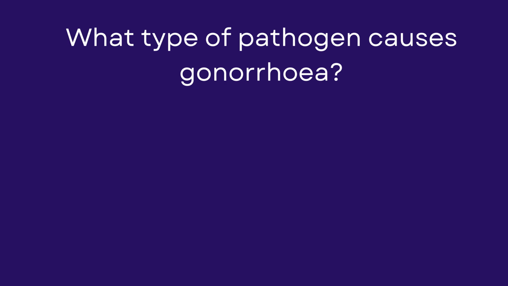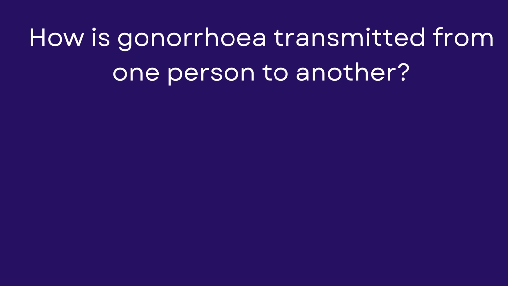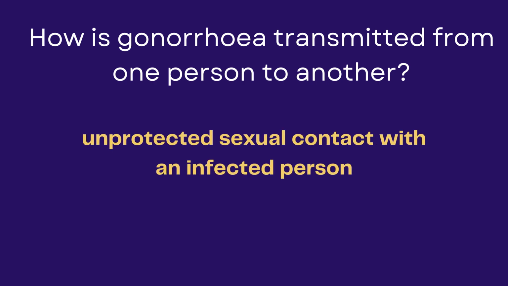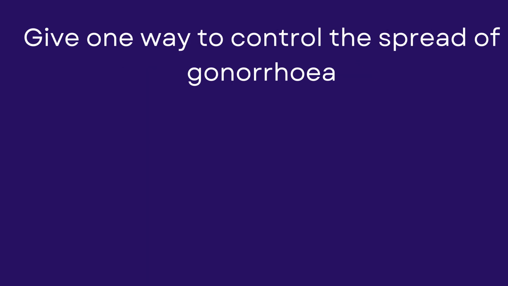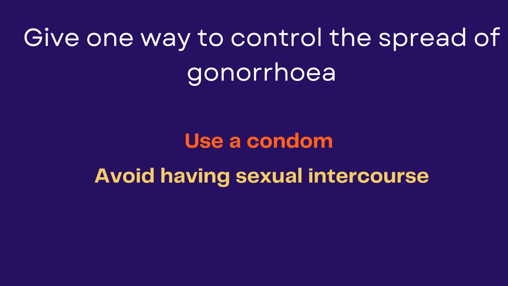What type of pathogen causes gonorrhea? Very good, bacteria. How is gonorrhea transmitted from one person to another? Unprotected sexual contact with an infected person. Give one way to control the spread of gonorrhea. Use a condom. Avoid having sexual intercourse.